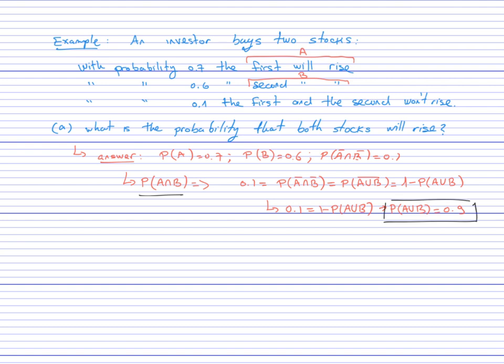Okay, next, I can use the formula that we already saw in class that says that the probability of the intersection equals the probability of A plus the probability of B minus the probability of the union. So we have everything here in order to solve the question. We have the probability of A, 0.7. We have the probability of B, 0.6, minus 0.9. And in the end, we'll get 0.4. So that's how we solve A.